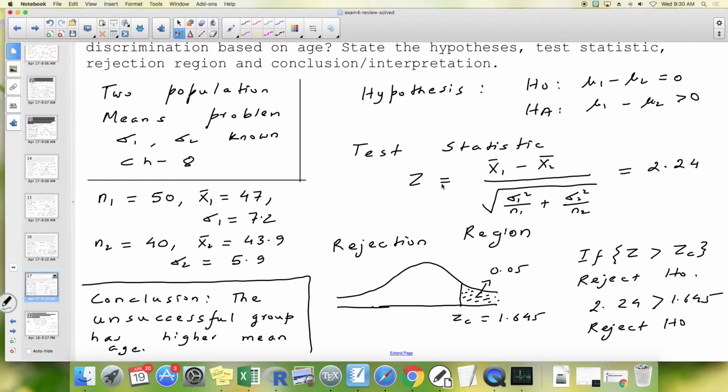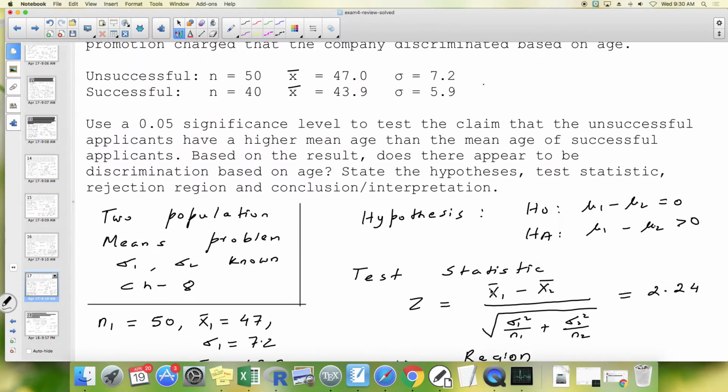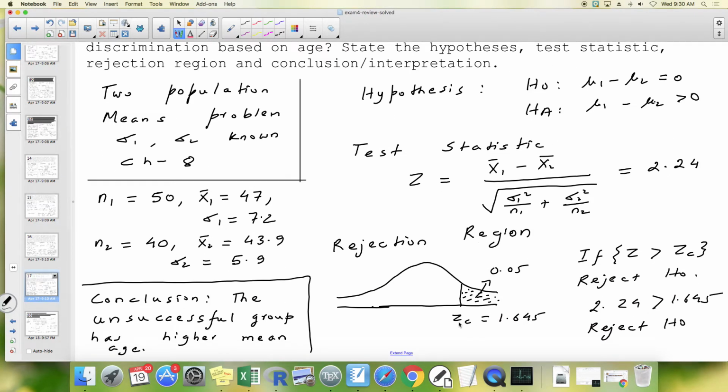Next comes the rejection region. So it's a z test. So we draw a z curve, and it's a right-tailed test. So we draw the right tail. How fat should the right tail be? It should be 0.05 fat. Alright, so the area to the right of ZC is 0.05. Hence the area to the left of ZC is 0.95.